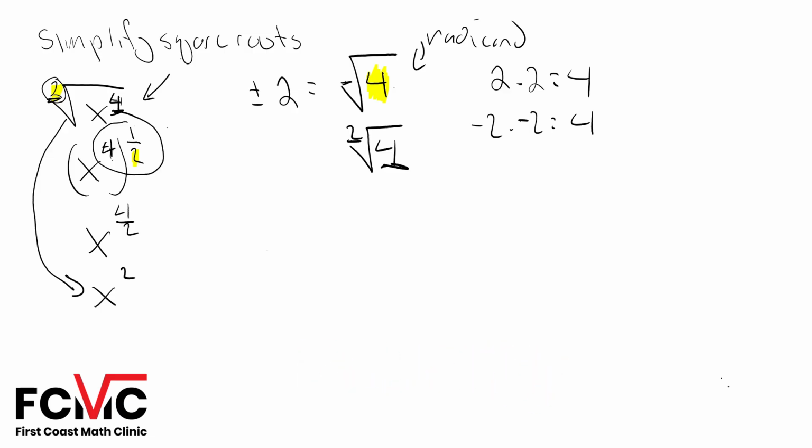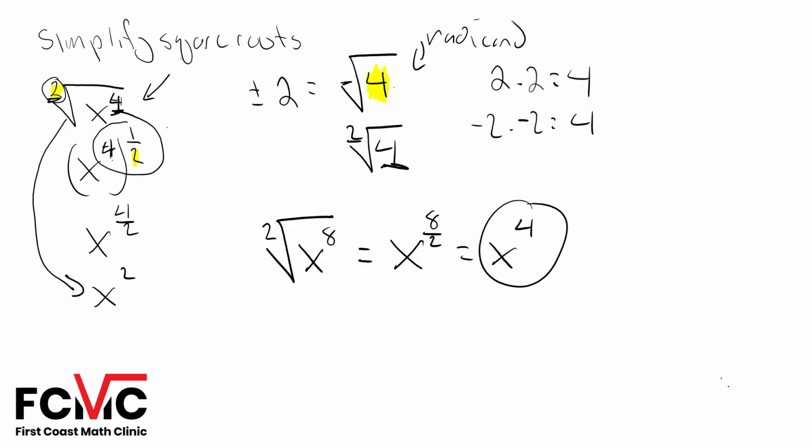So if we wanted to simplify the square root of x to the 8th, well, we know our value here is 2. We know to simplify this is going to be x to the 8 divided by 2, which is going to be x to the 4th. And this is our simplified answer. So let's use this property to simplify some expressions.